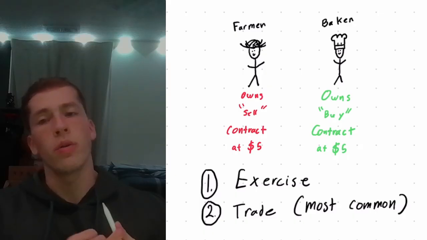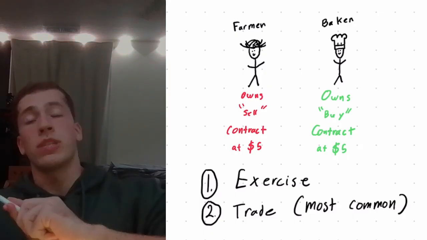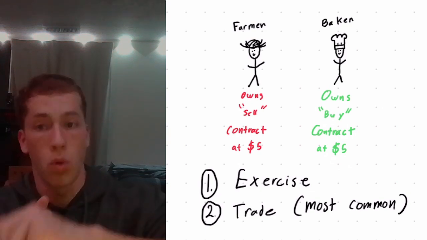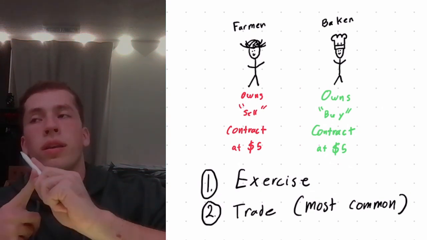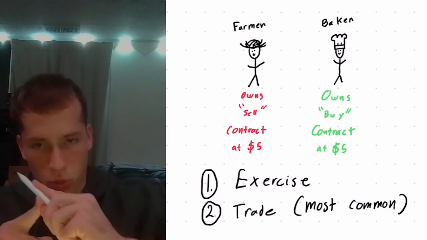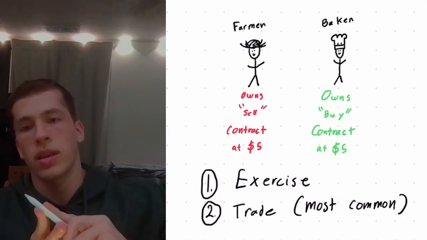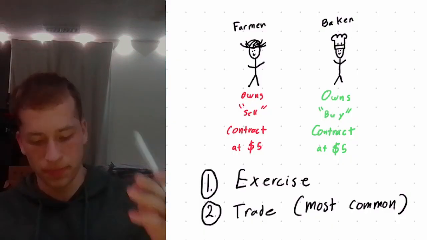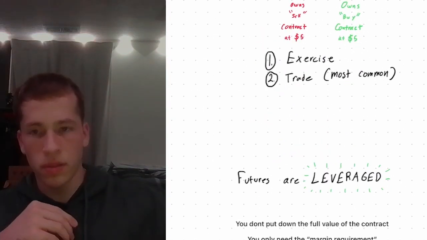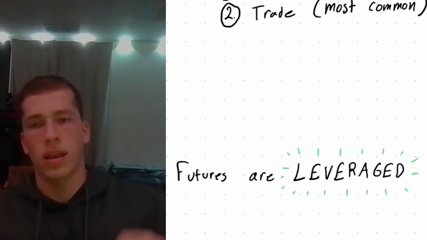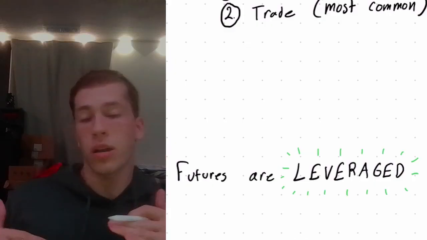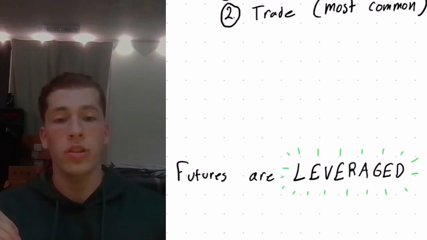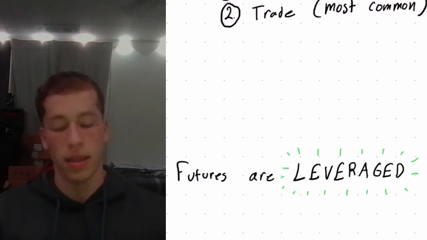Farmer, same scenario. If the price of wheat goes down, he can exercise his contract and sell it for more. If the price of wheat goes down as well, he can also trade the contract because the contract is now worth more value to the other sellers of wheat. Both cases are how those two make money. And the contrast is true as well. If the baker was wrong and the price of wheat did go down, the baker would be at a loss. He would have lost money.